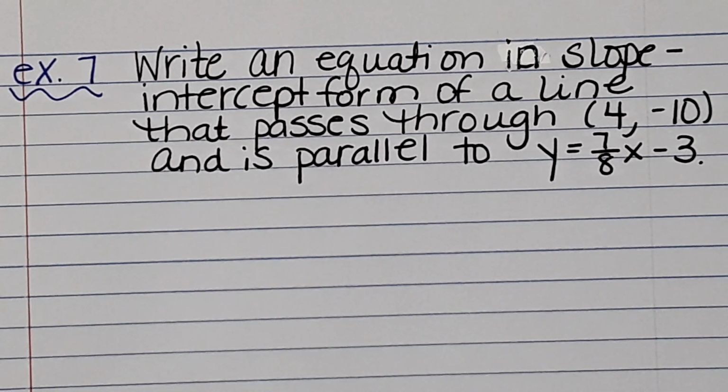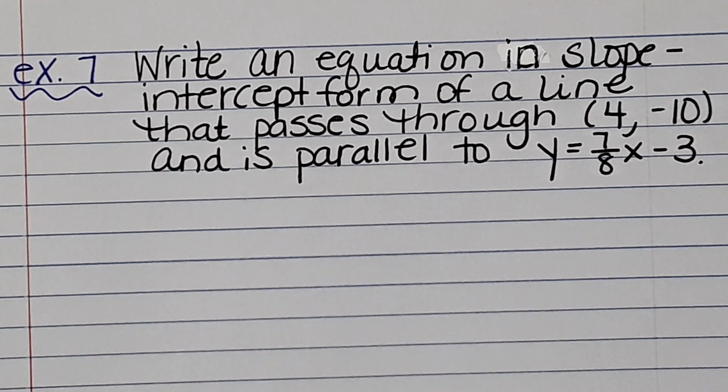Okay, so write an equation in slope-intercept form. I'm being very specific again. I want you to write, in slope-intercept form, the equation of a line that passes through (4, -10) and is parallel to y equals 7/8 x minus 3. I'm going to do this example a little bit differently because I want you to be in that frame of mind.